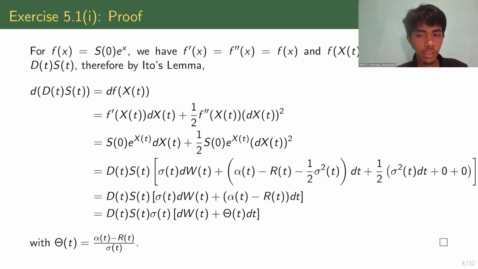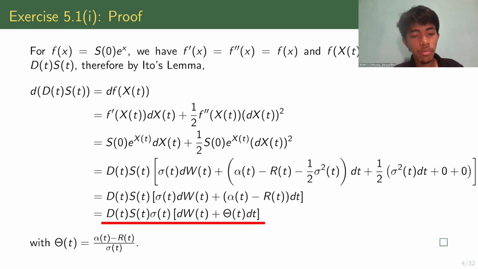The sigma(t) we put outside the quantity, and we use omega here to simplify alpha(t) minus r(t) over sigma(t). And the final answer that we got is d(f(X(t))) is equal to D(t)S(t) times sigma(t) dW(t) plus omega(t) dt.